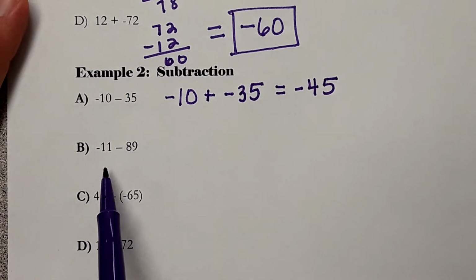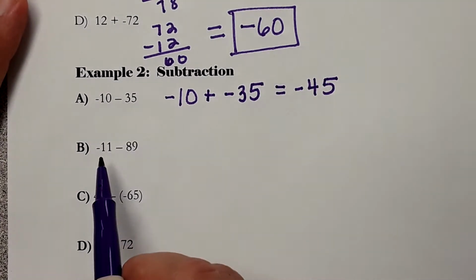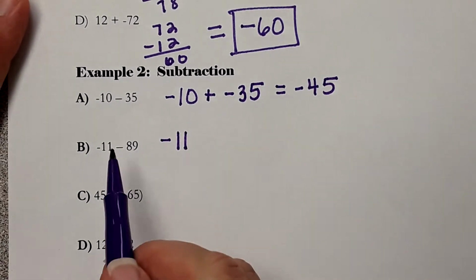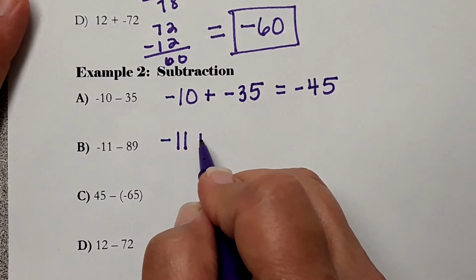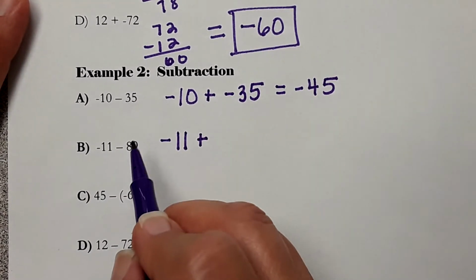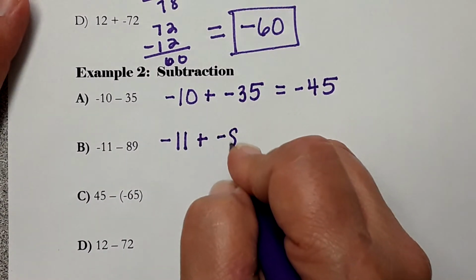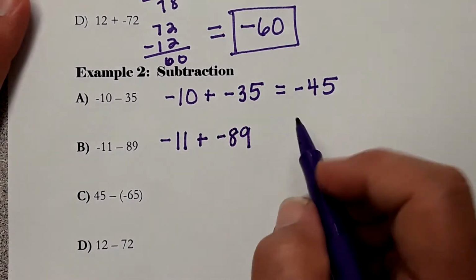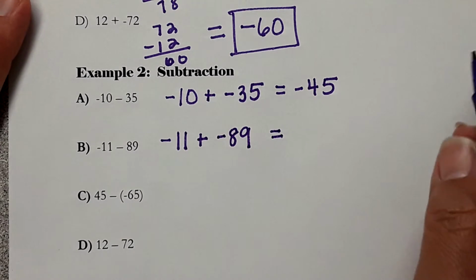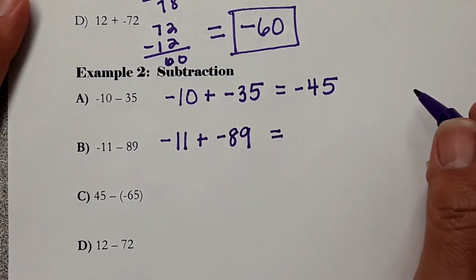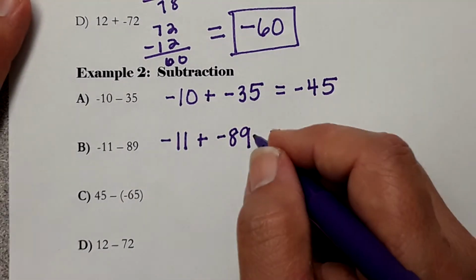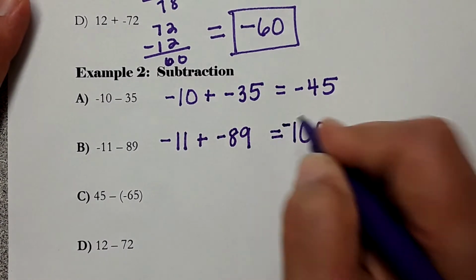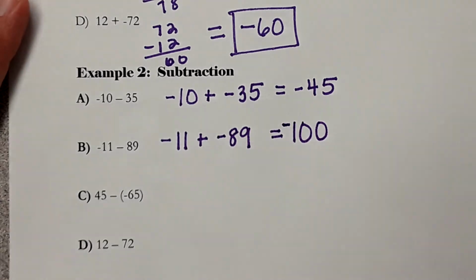Now let's change B. It says keep the first the same, so I'm going to keep that negative 11 the same. I'm going to change the subtraction sign to addition. That 89, it was positive, so now I'm going to make it negative. Now the signs are the same, so I'm going to add them. And negative 11 plus negative 89 is 100, and it's going to be negative 100 because they're both negative.